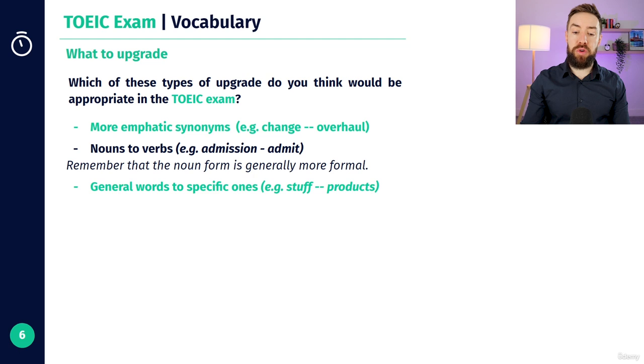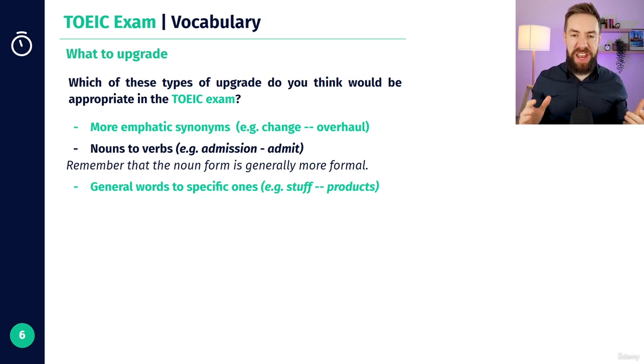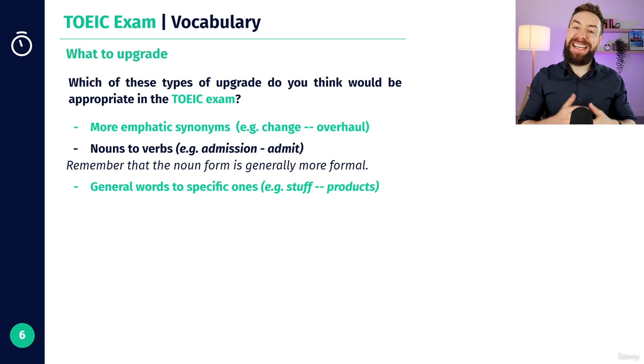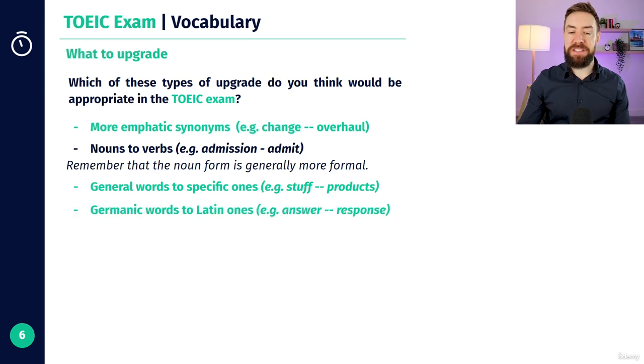Next, general words to specific ones. And we know this is going to be a good idea. Remember, we looked at that before. So if we're talking in a very general, very vague way, that's not that good. It's much better to talk in a specific way. Next, Germanic words to Latin ones. Now, we're going to talk more about this later, but this is a good idea.